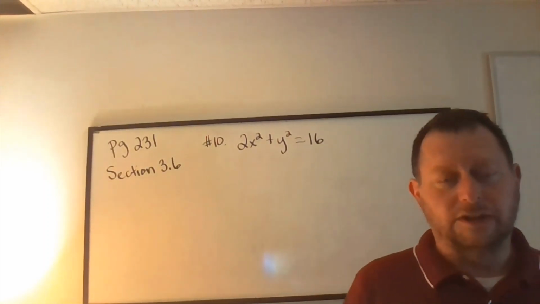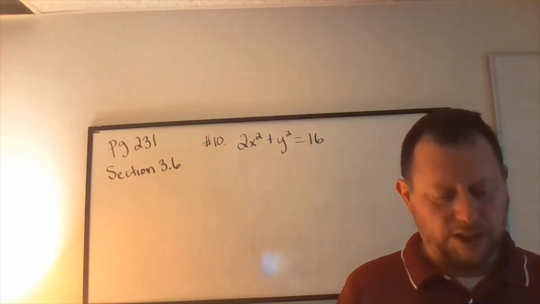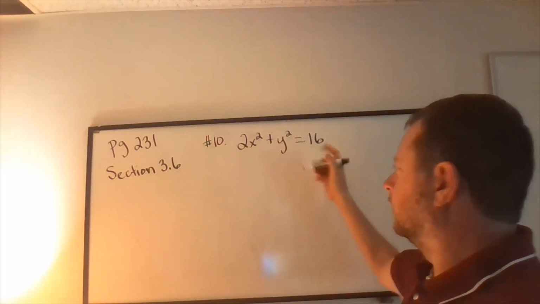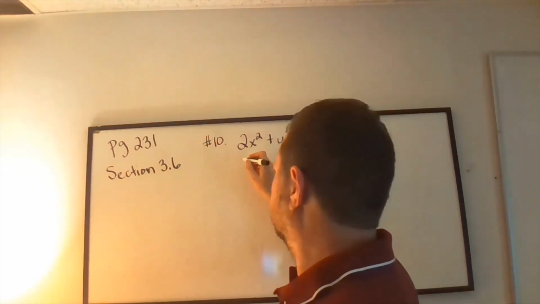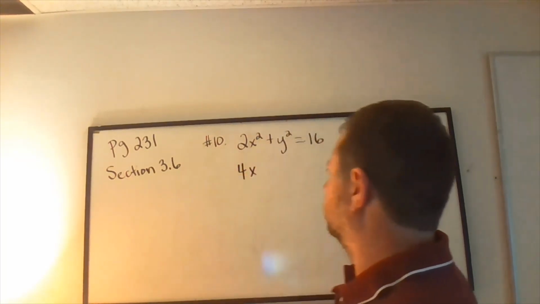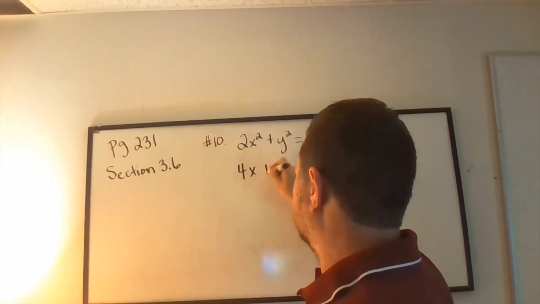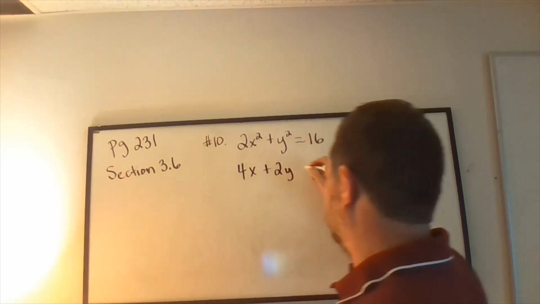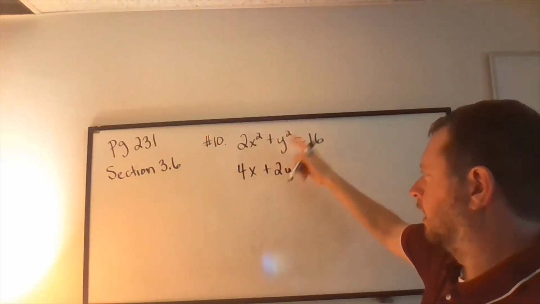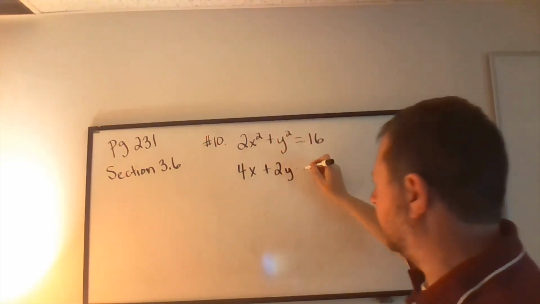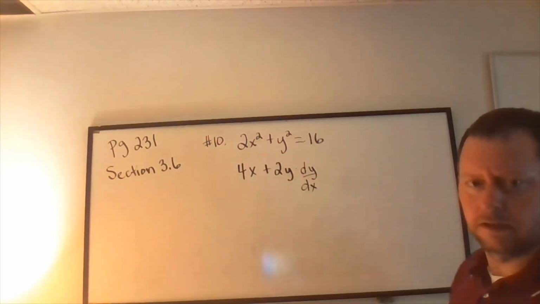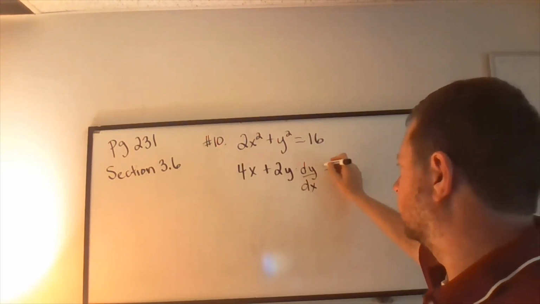Okay, let's try this problem. This is number 10 in your book. So we're going to differentiate everything, first of all. So 2 times 2 is going to be 4. We reduce the 2 by 1. I'm going to say plus 2y. So that's taking the derivative of the outside. Now I'm just going to say dy dx is the derivative of the inside. The derivative of 16 is 0.